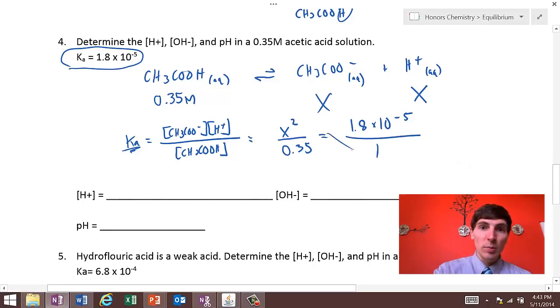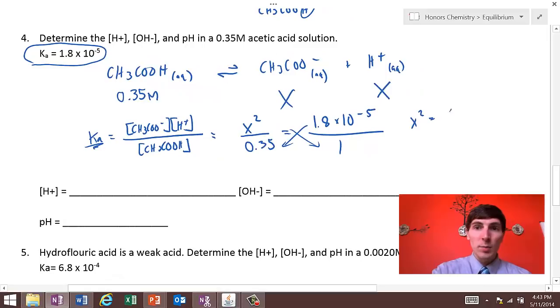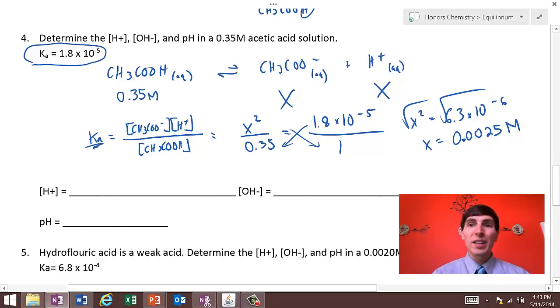Do a little cross multiply. x squared is equal to 6.3 times 10 to the negative sixth. And so when I solve for x, take the square root of both sides, x is going to be equal to 0.0025 moles per liter. So a very small percentage of these actually dissolved or broke apart.